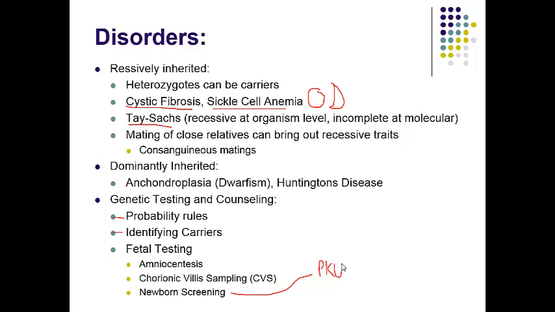However, today this is not really a problem. If they detect PKU, they put the baby on a diet that is low in phenylalanine, and it corrects the problem. This concludes our video on Mendelian genetics.